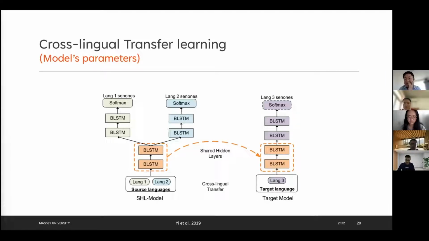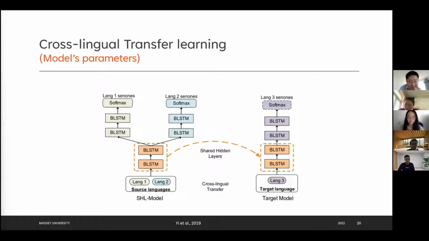And another class of transfer learning is the transferring of model parameters. Here is the architecture of the cross-lingual model knowledge transfer learning method. On the left side, the model with shared hidden layers is referred to as the source model, and the right hand side model is presented as the target model. The shared parameters of the shared hidden layers are transferred to the target model.